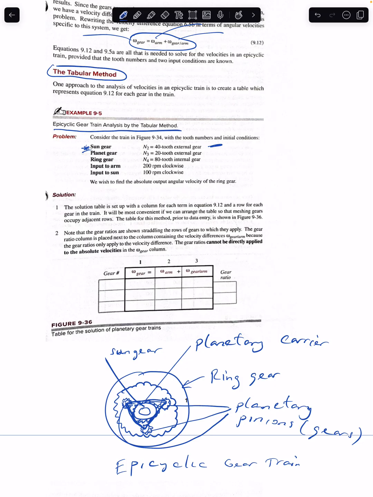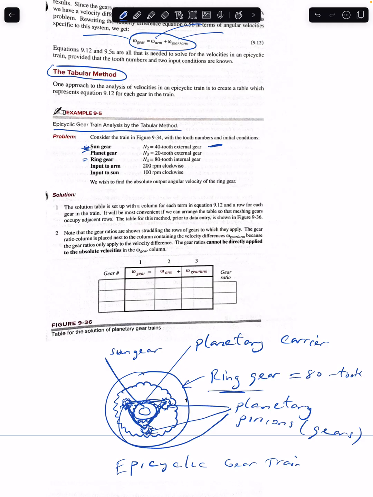So those are the main parts. These are the planetary gears. They are smaller. You see 20 teeth. And we have the ring gear, which is the biggest gear, the one outside, and it has 80 teeth. Technically, why I drew this diagram is for you to see the sun gear, the planetary gear, and the carrier for the planetary gear.